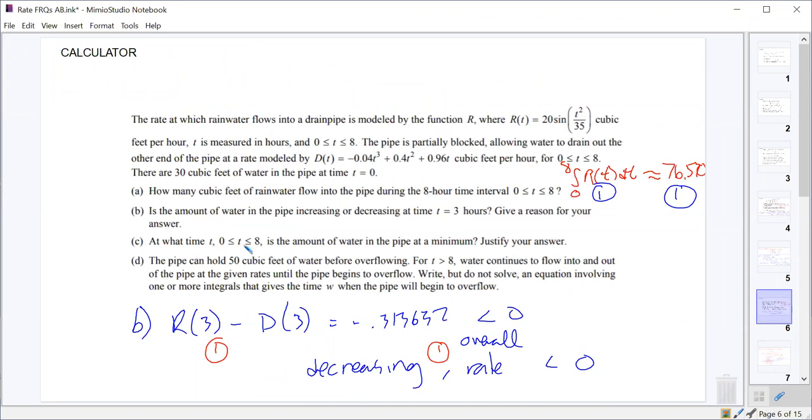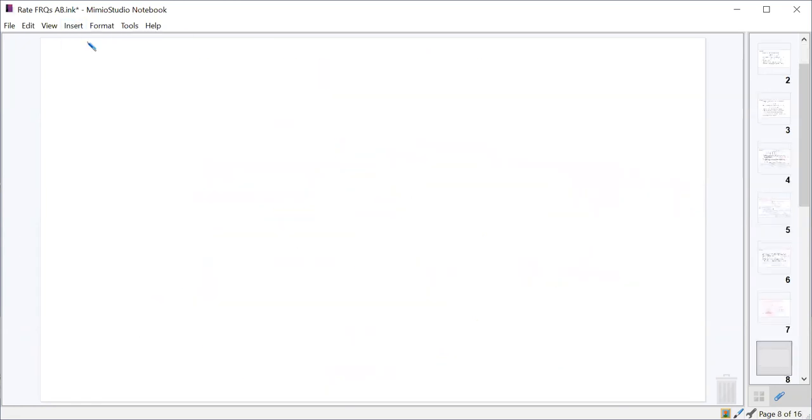All right. Part D says the pipe can hold 50 cubic feet of water before overflowing. After t equals 8, the water continues to flow in and out at the same rates until it overflows. We want to figure out basically when it overflows. We want to find a time w when it overflows. Well, we know how much water is in the tank, right?